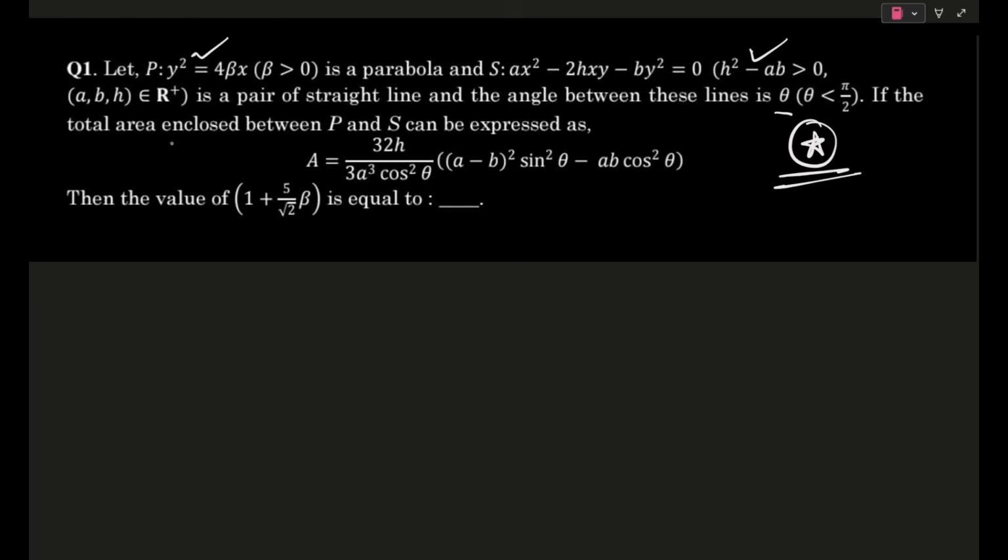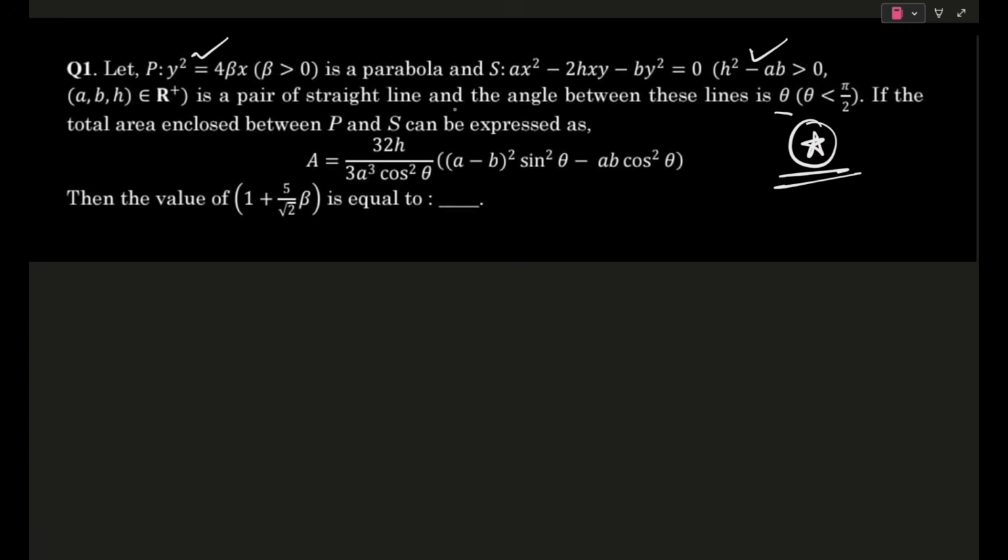So if the total area enclosed between P and S can be represented as A is equal to 32h divided by 3a cube cos square theta times of this thing, then the value of 1 plus 5 by root 2 beta is equal to. Okay.